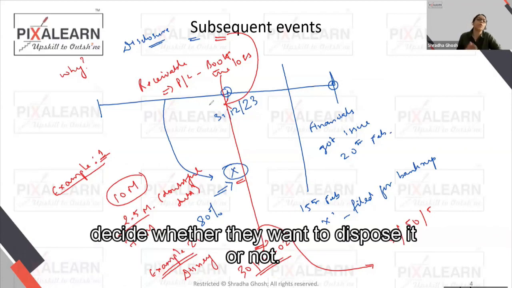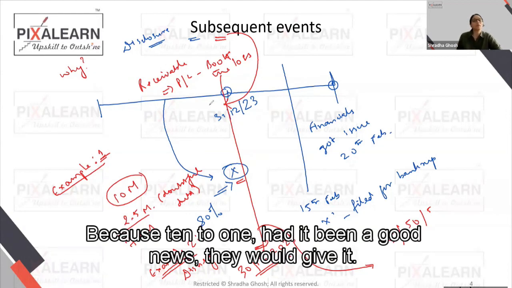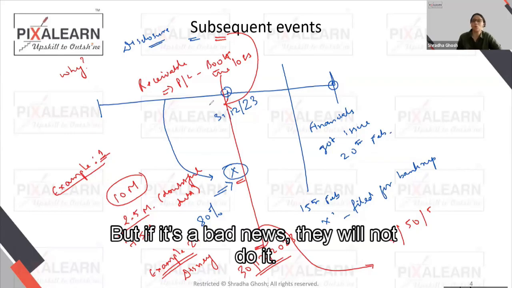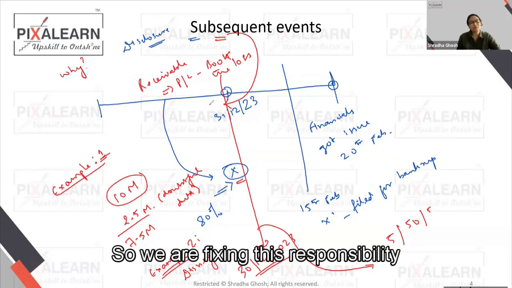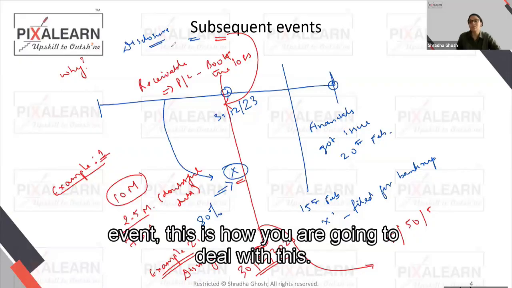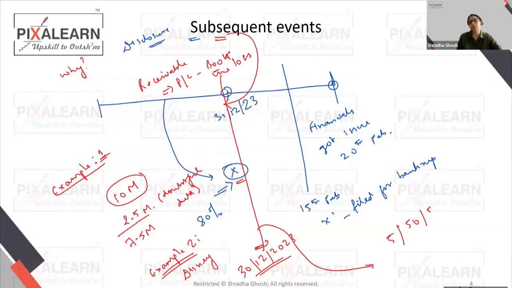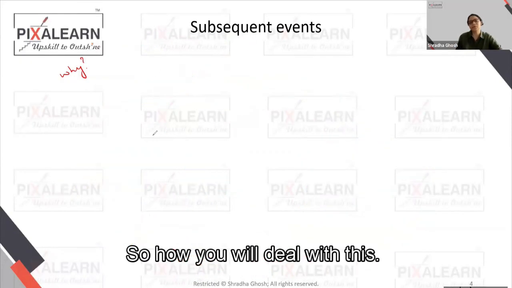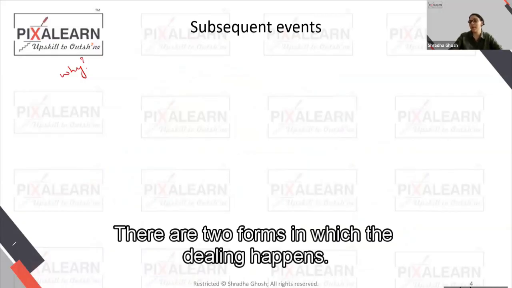Hence we cannot leave it to the mercy of the companies to decide whether they want to disclose it or not, because 10 to 1, if it were good news, they would give it, but if it's bad news, they would not. So we are fixing this responsibility via a particular standard which tells the users that if there is a subsequent event, this is how you are going to deal with it. There are two forms in which the dealing happens.